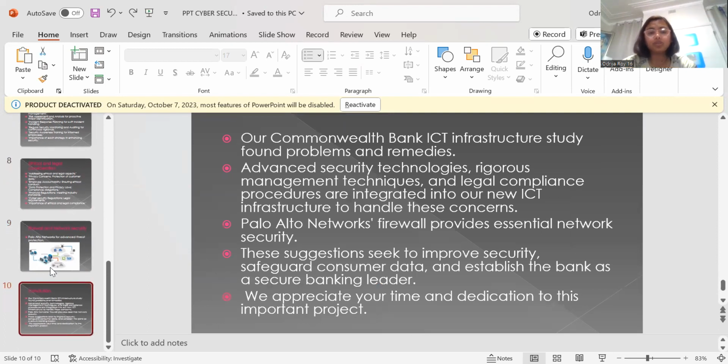So we are coming to the conclusion. In conclusion, protecting client information, financial transactions, and the bank's reputation is critically dependent on new information and communications technology infrastructure security. We offer a set of security methods and tools to strengthen the bank's security posture by thoroughly assessing the current infrastructure and having an awareness of the security risks and weaknesses.